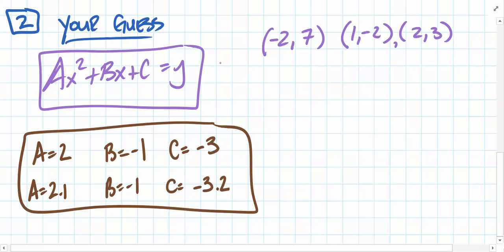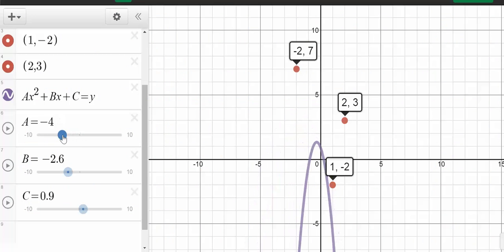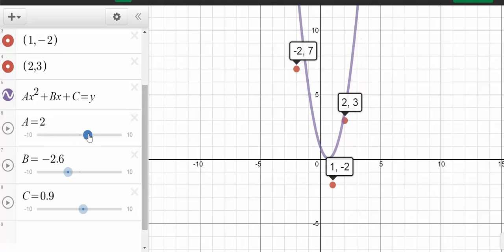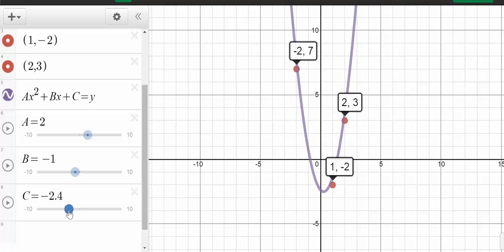So if we move the A to... is that what we said? Oh, A is +2, thank you. A is +2. Okay, there's 2. B was what? -1. Right there. And C was? -3. What do you guys think? Does that quadratic go through exactly those 3 points? It's pretty darn close, right?